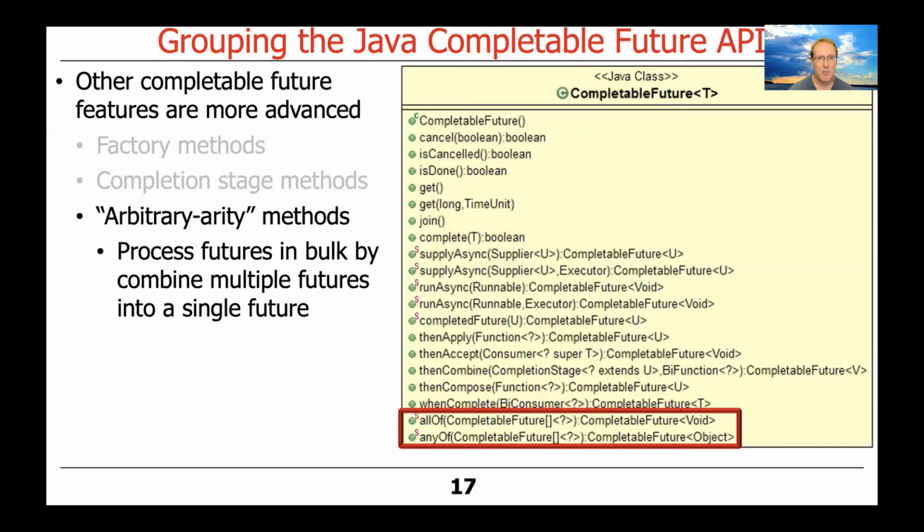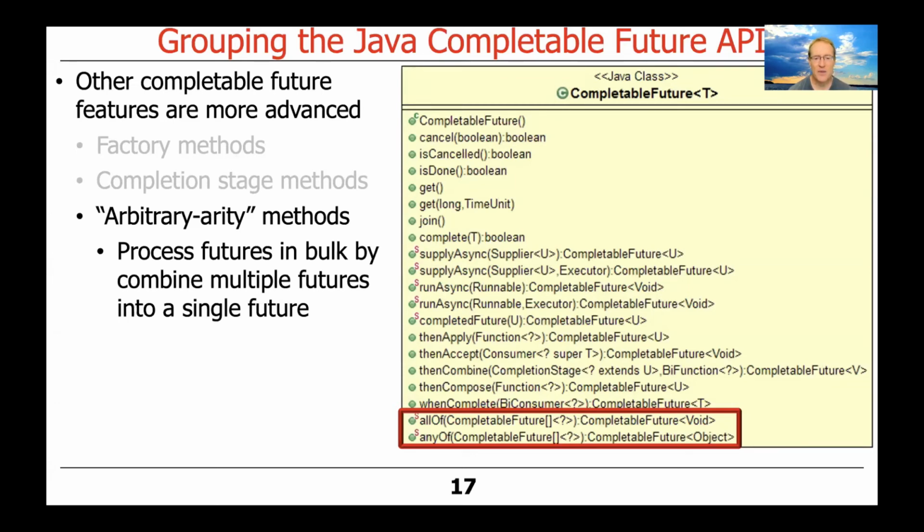And there are two arbitrary-arity methods, one of which is called all of, and the other which is called any of. And you can see they both take essentially a var_args list or an array, an arbitrary sized array worth of parameters. And in this particular case, all of, as the name implies, will return one completable future, and that completable future triggers when all of the parameters are finished and they all complete. Then that one returned completable future itself will complete. So it depends on all the other ones finishing. That's why it's all of.